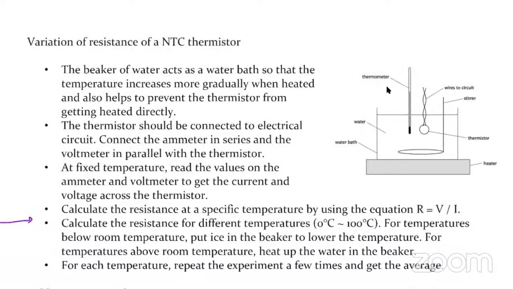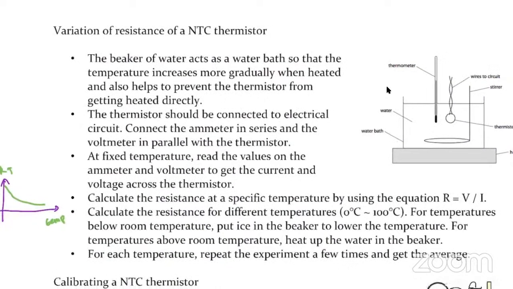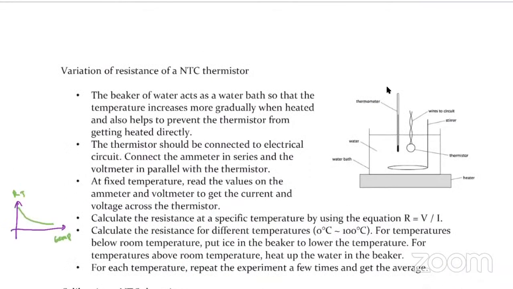So when you do that, you get a graph like this. It's an exponentially decaying graph: resistance of the thermistor against temperature. Sketch that on your sheets. Done, right?